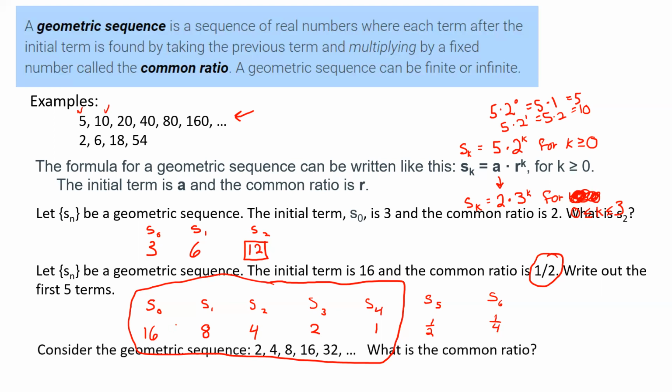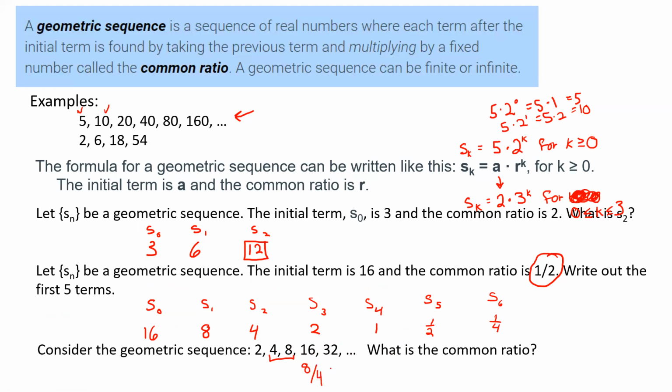Okay, now they also might give you a sequence and assure you that it is a geometric sequence. And then they might ask, what is the common ratio? If you're assured that it's a geometric sequence, then you can take any 2 consecutive terms and divide the largest by the smallest. Let's just take any 2 terms. They told us it's a geometric sequence.